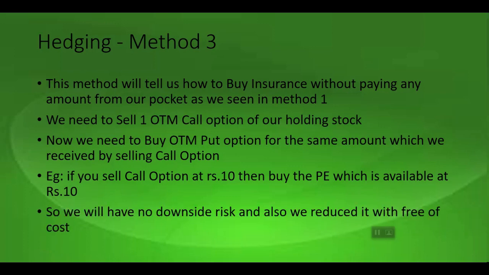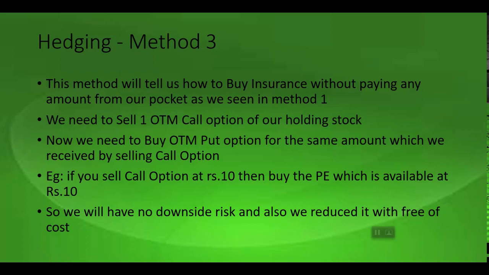So in this case, we have reduced our downside risk, and also we have bought the put option at free of cost, as we are buying the put option from the premium which we collected from our call options, right? So there is no premium which we used for buying that put option. But in this case we are not collecting any rental income as we discussed in method 2, but instead we are buying that insurance at free of cost.